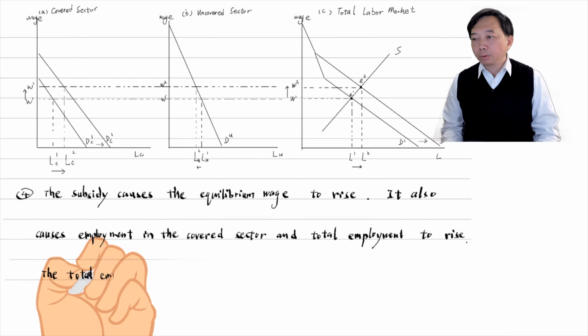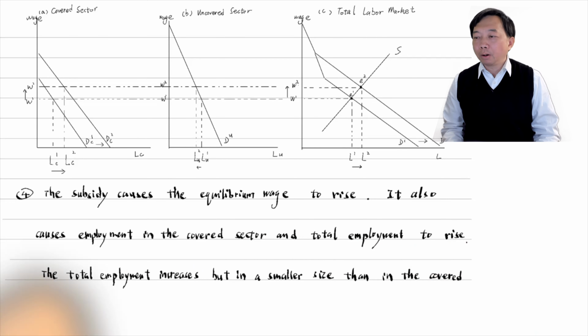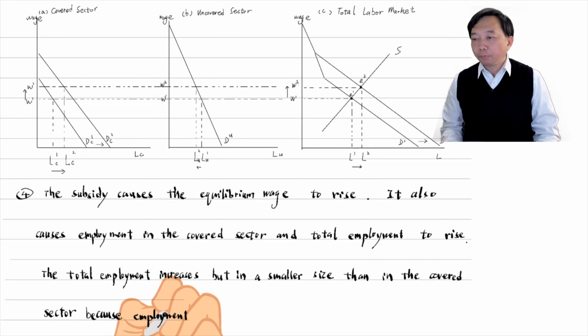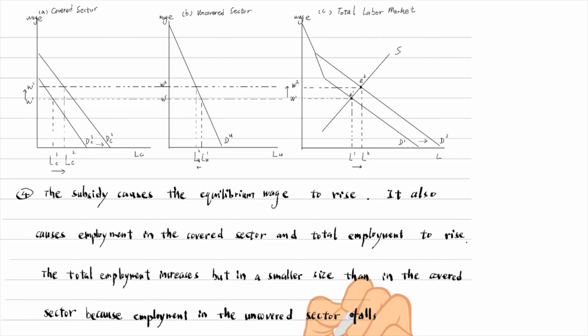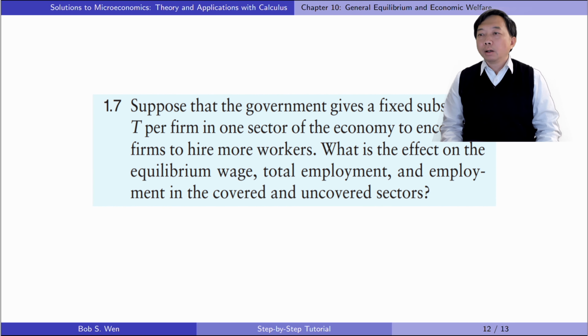The total employment increases, but in a smaller size than in the covered sector because employment in the uncovered sector falls. Let's answer exercise 1.7. Suppose that the government gives a fixed subsidy of T per firm in one sector of the economy to encourage firms to hire more workers. What is the effect on the equilibrium wage, total employment, and employment in the covered and uncovered sectors?